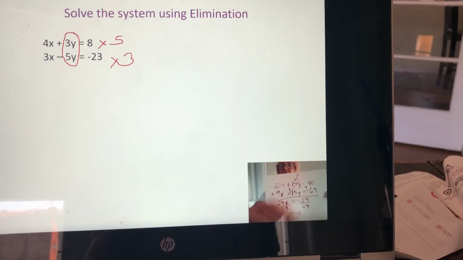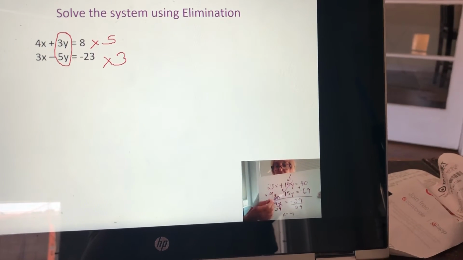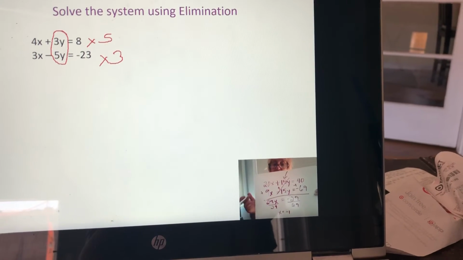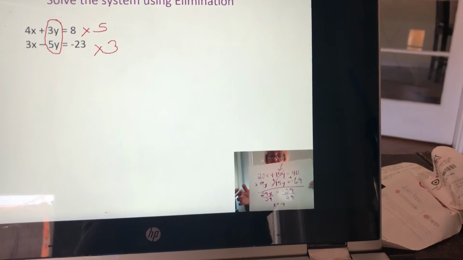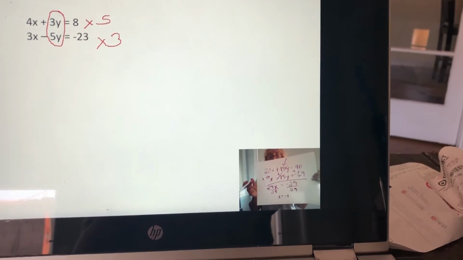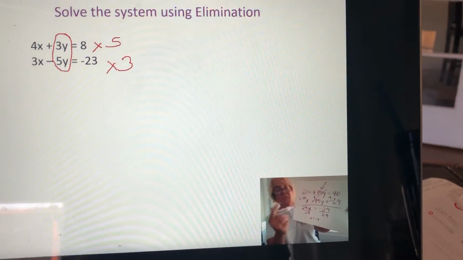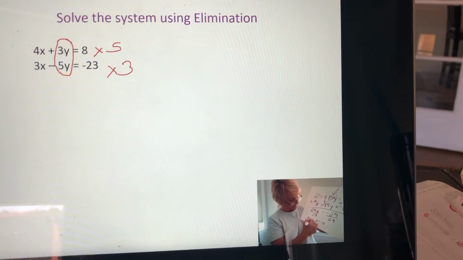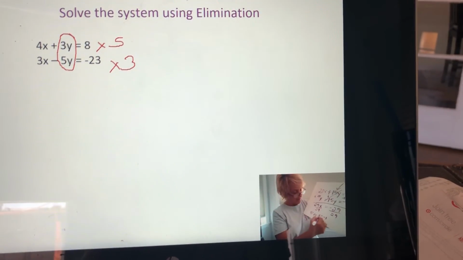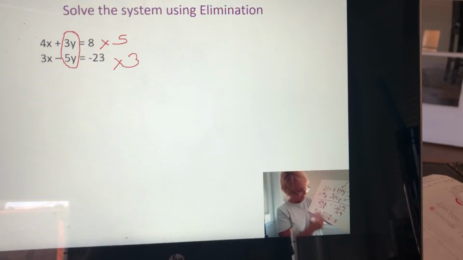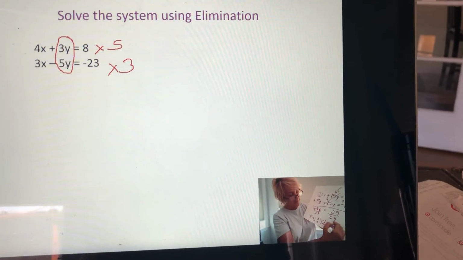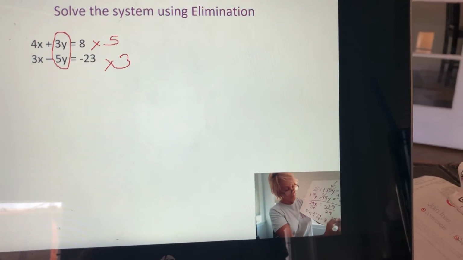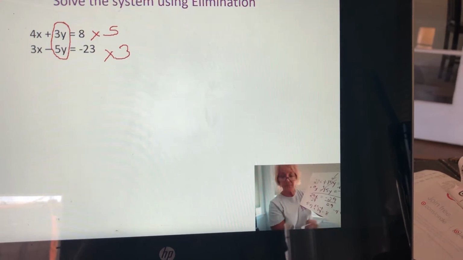And I'm going back to my original equation. I could have used one of these equivalent equations. I'm just going back to the original one. 4x plus 3y equals 8. So I'm substituting x equals negative 1. So 4 times negative 1 plus 3y equals 8. So 4 times negative 1 is a negative 4 plus 3y equals 8.